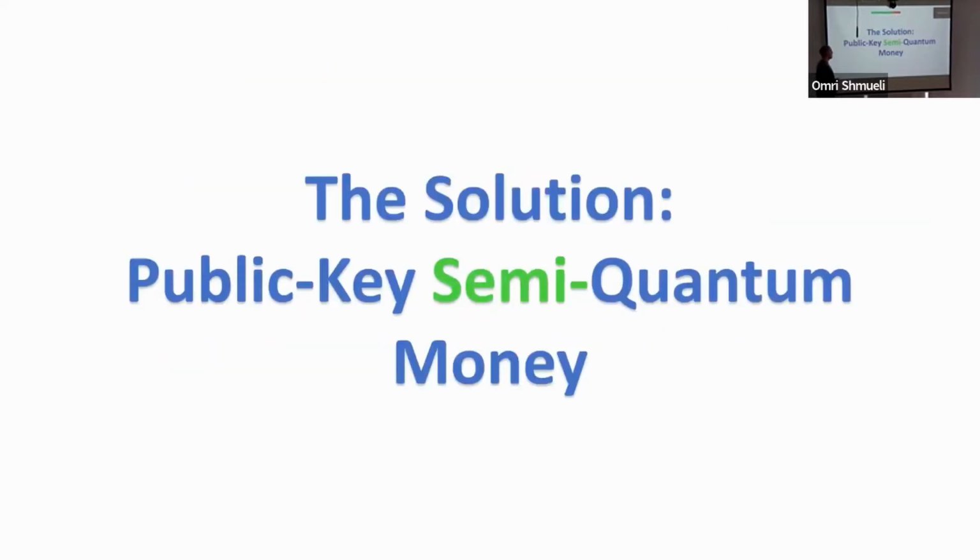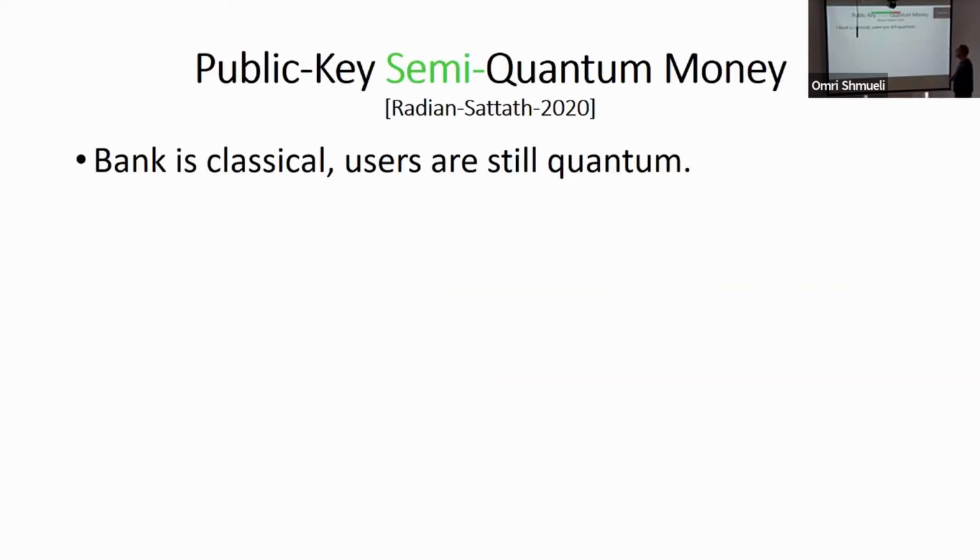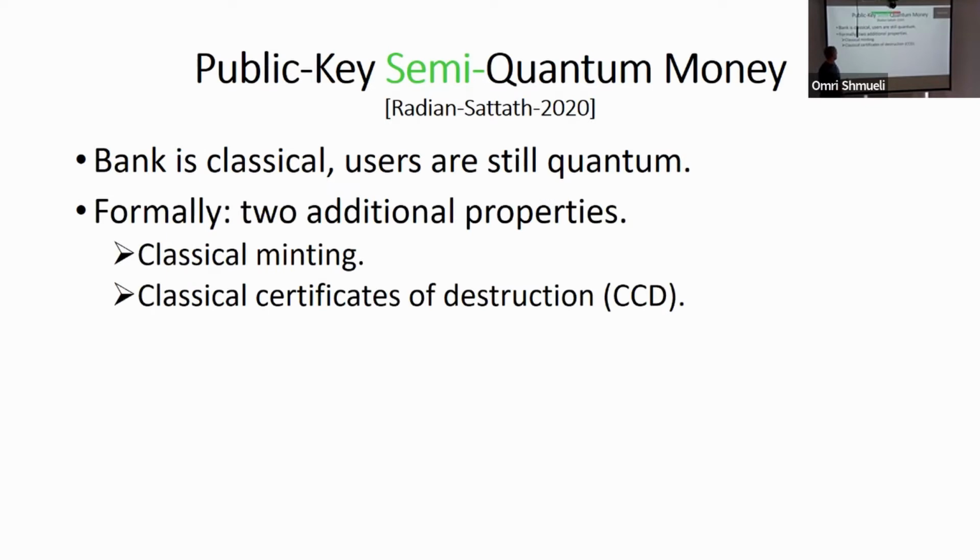So it's clear to us that we want classical communication, and the solution to this, a definition that captures this, is public key semi-quantum money. So what is this thing? It was defined and introduced by Radian and Sattath in 2020, and it's very simple. It's public key quantum money, where the bank is classical. More formally, it has two additional properties added to the previous definition, classical minting and classical certificates of destruction.